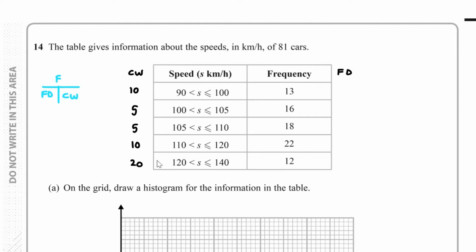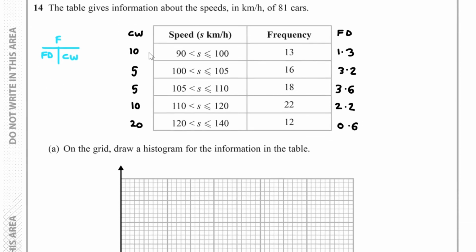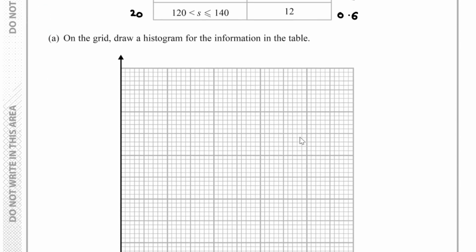Now, the frequency density we can find by dividing the frequency by the class width. So, 13 divided by 10, that's 1.3. 16 divided by 5, that's 3.2. 18 divided by 5, that's 3.6. 22 divided by 10, that's 2.2. 12 divided by 20, that's 0.6. So we've got the frequency densities, we've got the class widths, we've also got the frequencies.